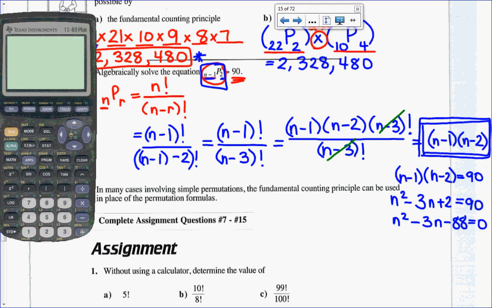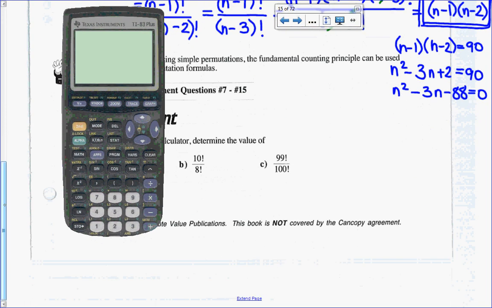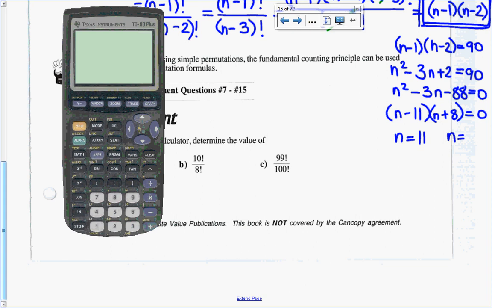Okay, I'm looking for two numbers that will multiply to give me negative 88, and they will add together to give me negative 3. Now I can factor. I love factoring. Well, the only numbers I know that multiply to give me 88 would be 11 times 8. There's a difference of 3 between those. It must be negative 11 and positive 8. So that tells me n is either 11 or n is negative 8.